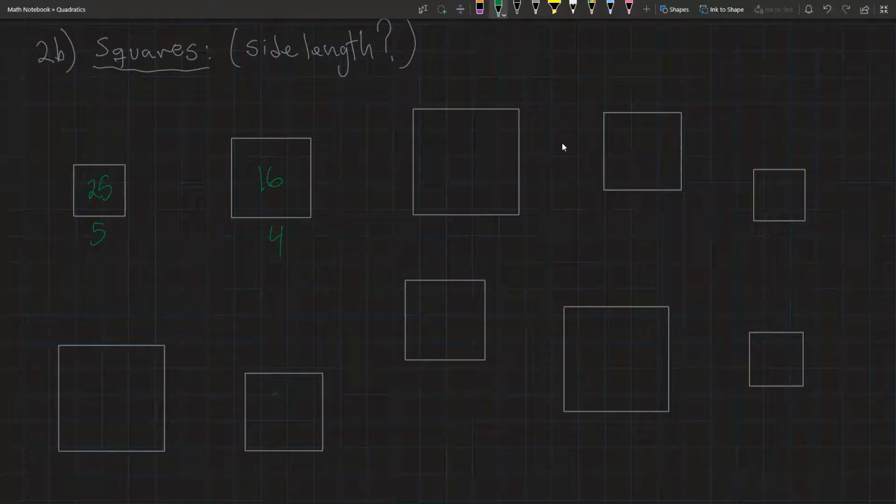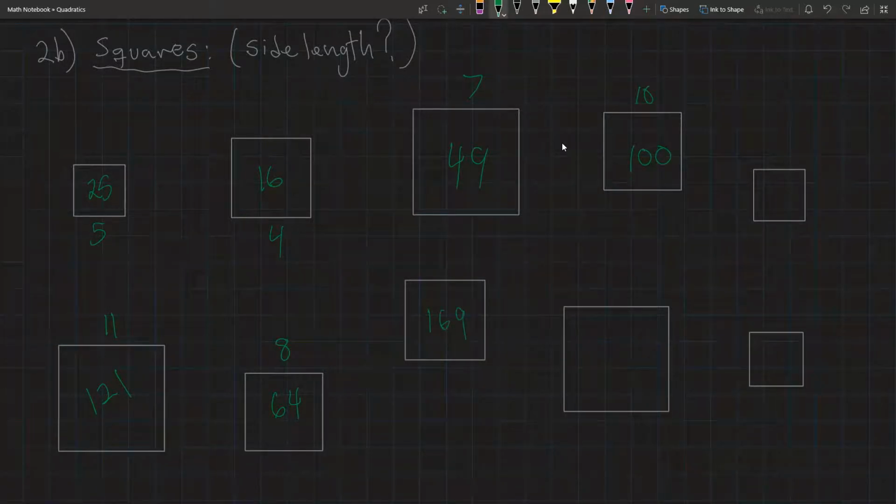And if the area was 64, what was the side length? The side length was 8. Great. If the area is 121, what is the side length of the square? That's right, it is 11. And if the area is 49, making sure that I didn't do that one yet, what is the side length? It is a 7. And if area is 100, what is the side length? 10.